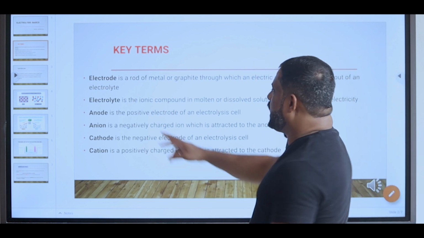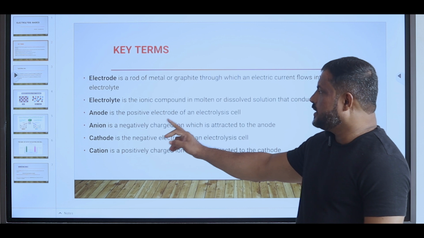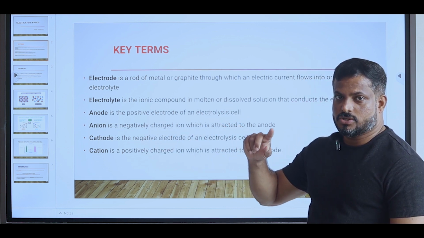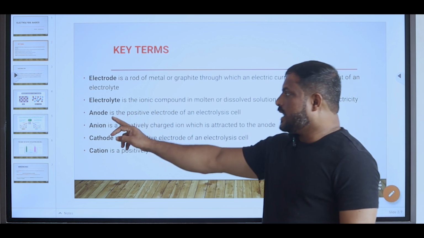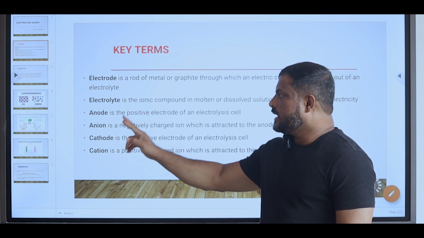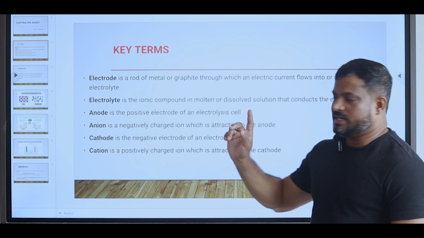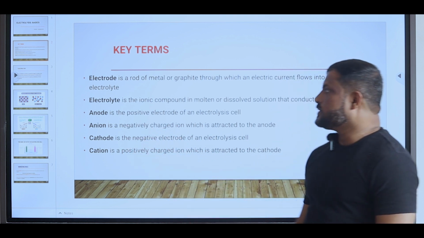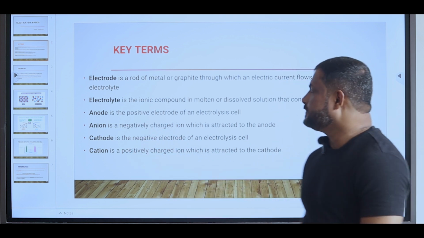So, anode, positive electrode, anion, negatively charged ion. Don't get confused. Anode, positive electrode, anion, negatively charged ion. Cathode, negative electrode, cation, positively charged ion.